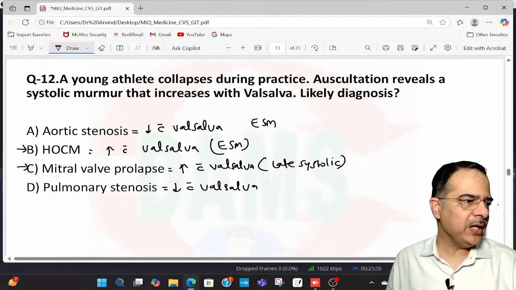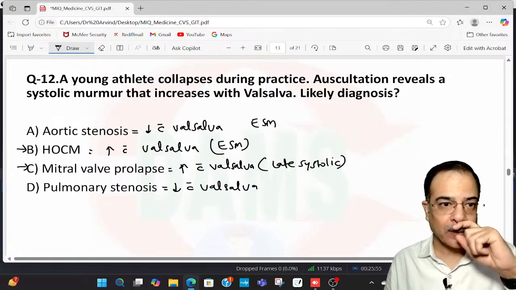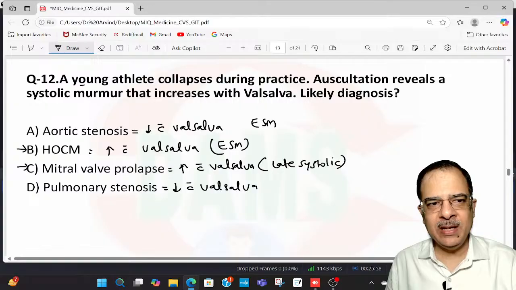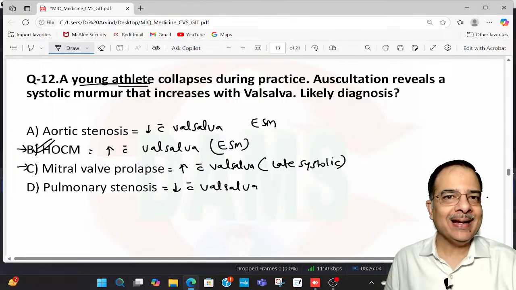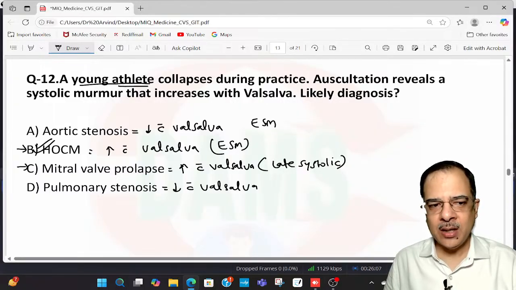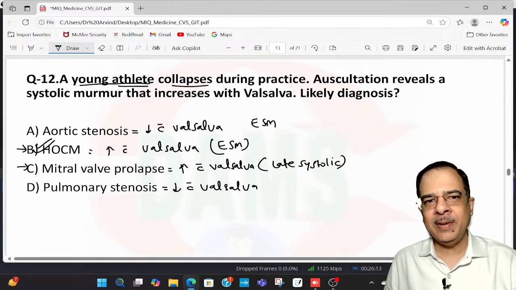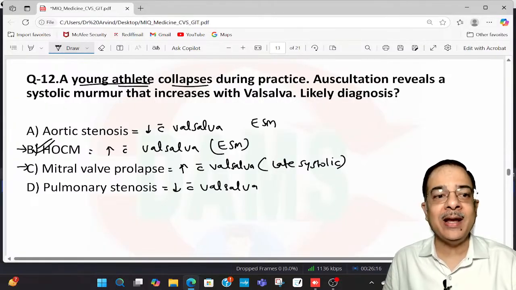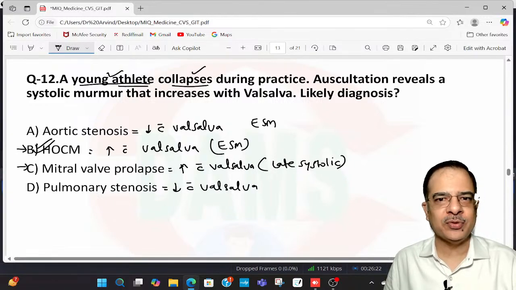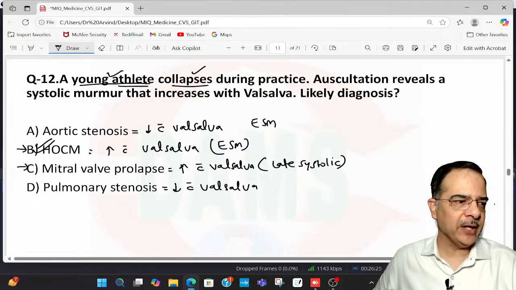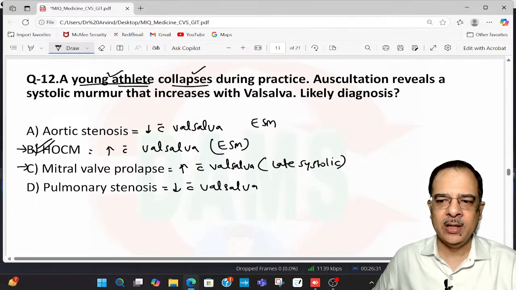Late systolic. So when we are stuck between two options, what will be the most likely answer? If a young athlete is given here, that will go in favor of HOCM. When it is given as a young female, then mitral valve prolapse will be the likely answer. And collapse during practice: more chances of collapse occur in HOCM, fewer chances of collapse in MVP. So these two features, young athlete and collapse during practice, go in favor of HOCM. Again, HOCM diagram-based questions and histopathology of HOCM are all very important topics.